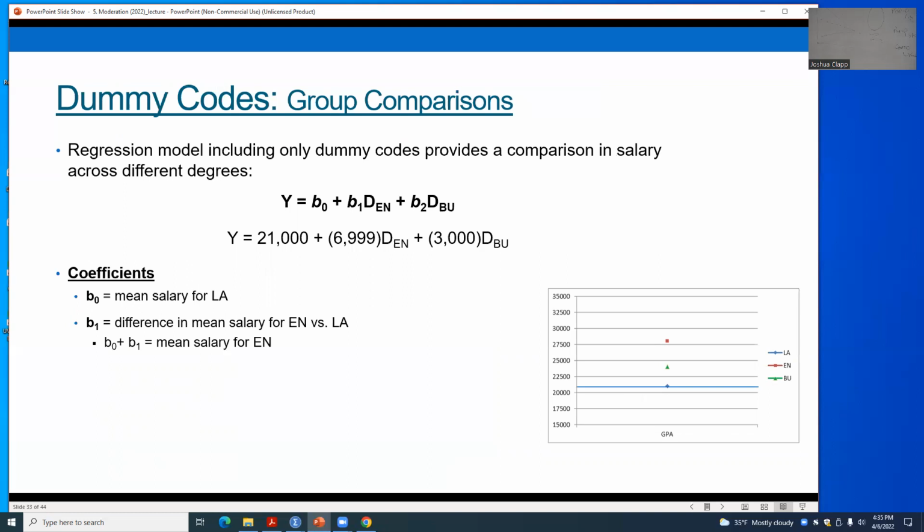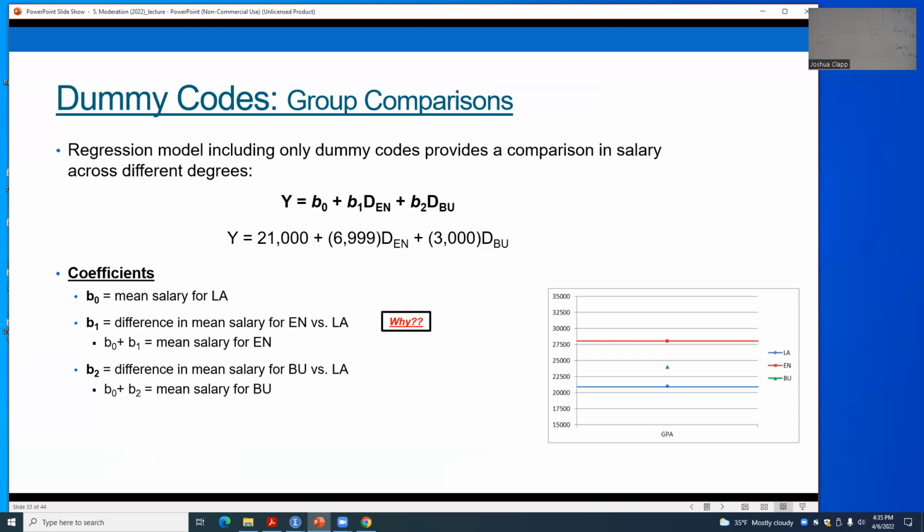My beta 1 or my sort of B1 coefficient, this is just giving me the difference in my mean salary for engineering versus liberal arts. Okay, so again, then I've just got my base salary, my reference value, plus an adjustment for engineering. So 699 or sort of $7,000. That's the added value on average for an engineering degree above and beyond liberal arts. Okay.